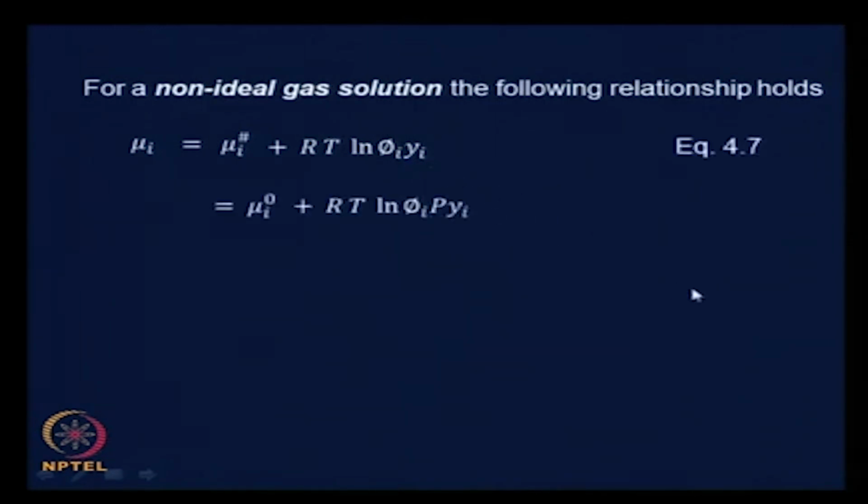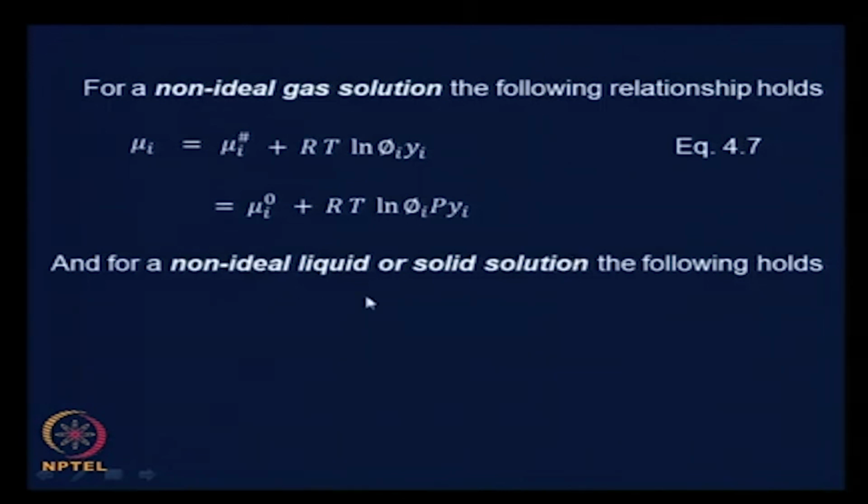Then for a non-ideal gas solution, we said that the following relationship holds, again the same beautiful formulation: mu_i equals mu_i hash plus RT ln phi_i y_i. This phi_i is the one that brings in the non-ideality. y_i is the mole fraction, and this could also be written as mu_i naught plus RT ln phi_i P y_i.